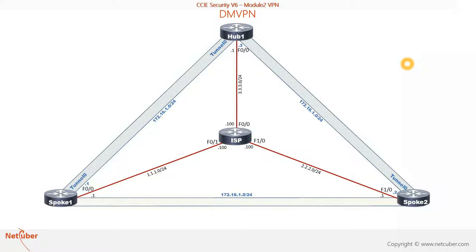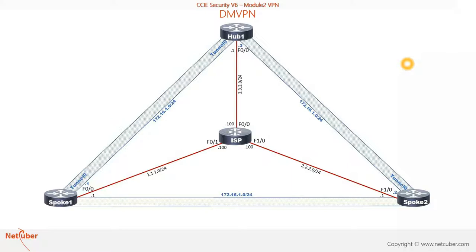So in phase 1 there is a limitation. When spoke 1 wants to reach spoke 2, it has to go through the hub. So if the traffic is more, it's an overload for the hub.